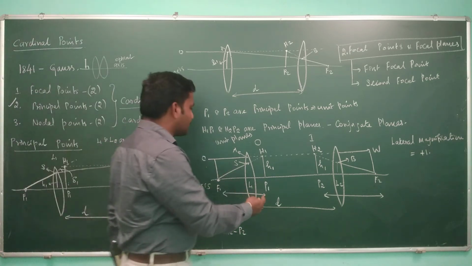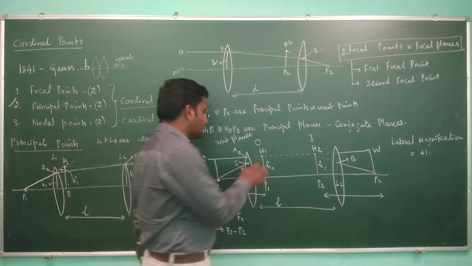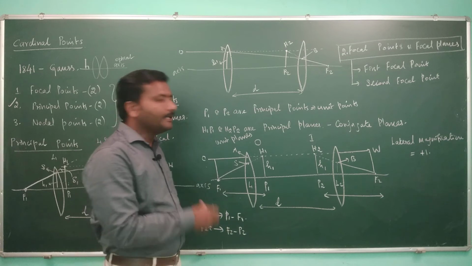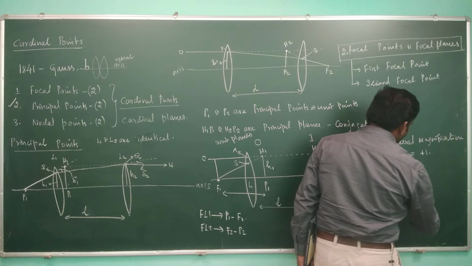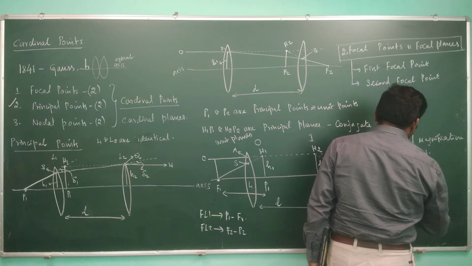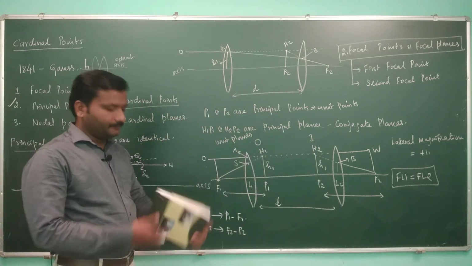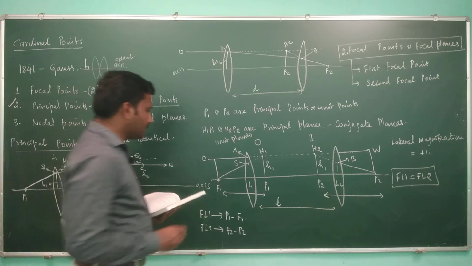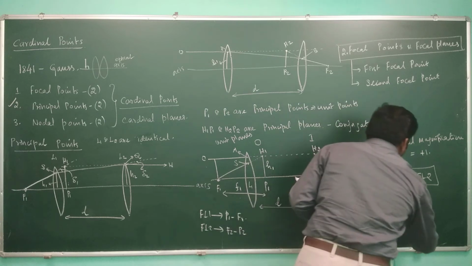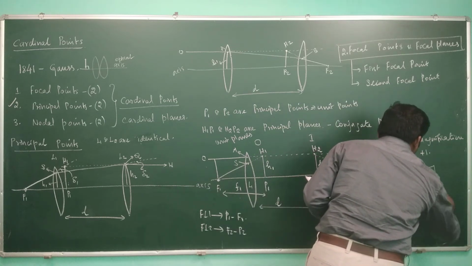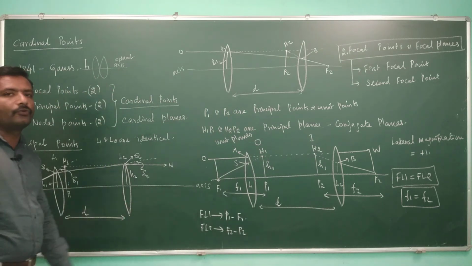In a lens system, if the medium on either side is the same, for example, if this lens system is placed in an air medium, then focal length 1 and focal length 2 are equal. So focal length 1 is defined as f1, focal length 2 is defined as f2, so that f1 equals f2. So these are the focal points and focal planes and the corresponding focal lengths.